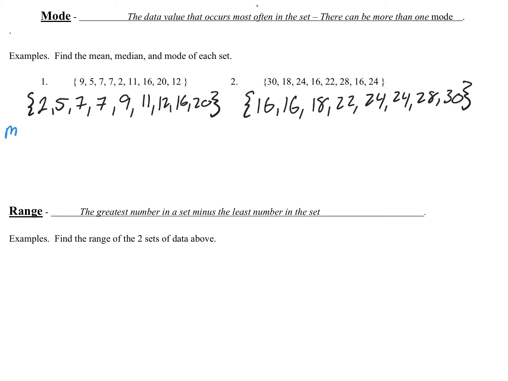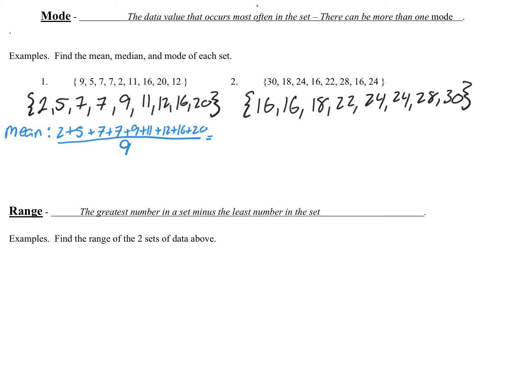So the first thing we're going to find is the mean. So for the mean, we are going to simply add all of our numbers together. So I'll write this out for the first one, and then we'll go and shorten it for the second one. So this is going to be 2 plus 5 plus 7 plus 7 plus 9 plus 11 plus 12 plus 16 plus 20. We're going to divide that by how many numbers we had. So we had 1, 2, 3, 4, 5, 6, 7, 8, 9 numbers.